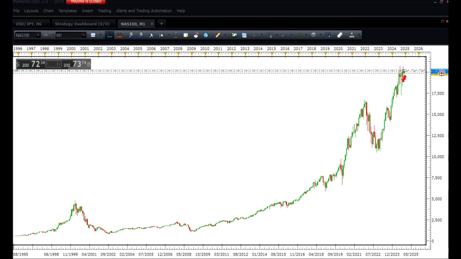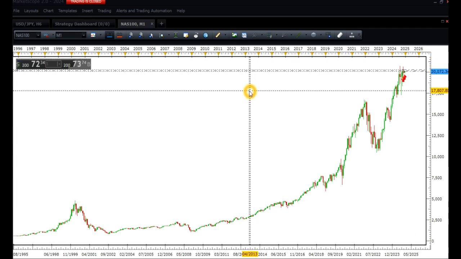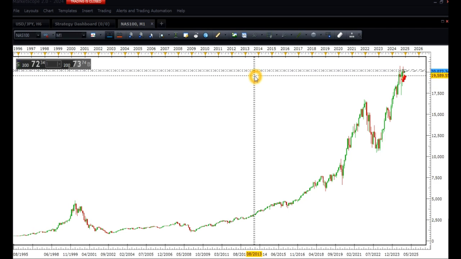So basically, what is the NASDAQ? The NASDAQ is a bucket of 100 companies, which include Amazon, Microsoft, Nvidia, Google, well, basically the top 100 companies.